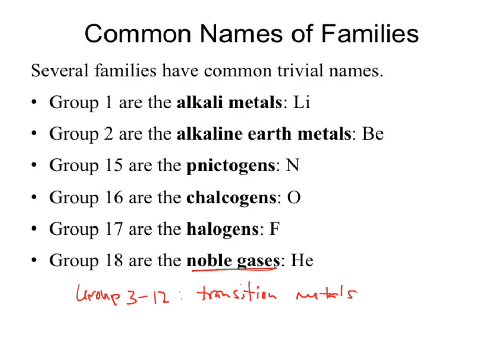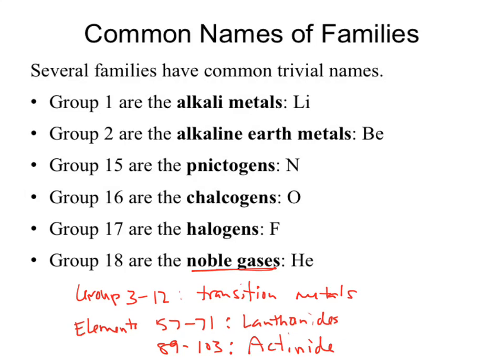And then elements 57 to 71 and 89 to 103. 57 to 71 known as the lanthanides. Sure, why not? Let's call it lanthanides like that. 89 to 103, we got our actinides. Those are named just based on that first element in the sequence, so 57 or 89.